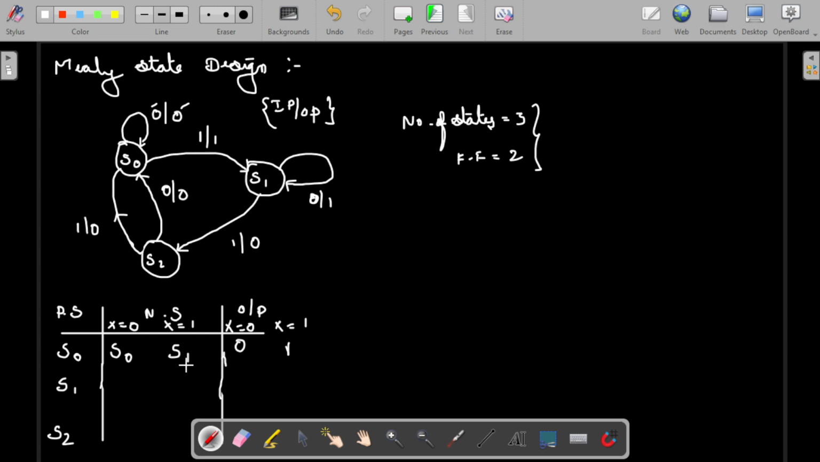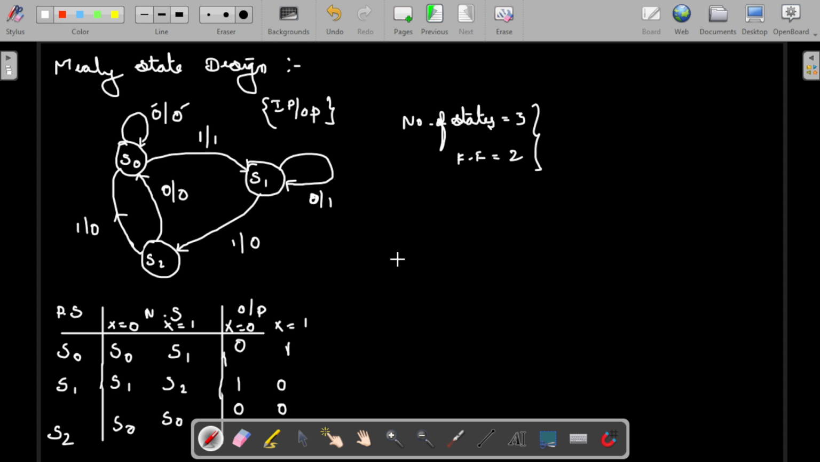I hope you are able to understand how we can fill this. Similarly, if it is in S1 and x is equal to 0, then it will stay in the same state. When x is equal to 1, it will go to the next state S2, and the corresponding outputs will be 0 and 1. Similarly, when it is in S2, whatever the condition, whether 1 or 0, it will move to the S0 state and the corresponding output will also be 0. This is the table that we will be filling.